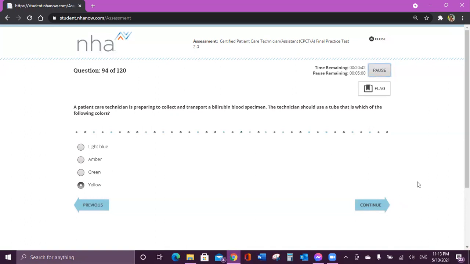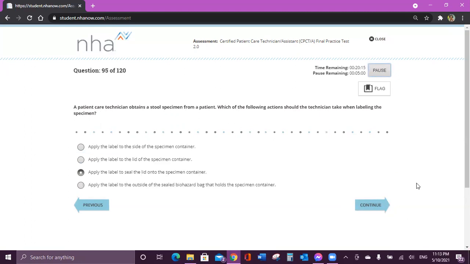A patient care technician is preparing to collect and transport a bilirubin blood specimen. The technician should use which of the following colors? Amber. Yo creo que amber. Porque no puede dar la luz. No. Ya, está bien.